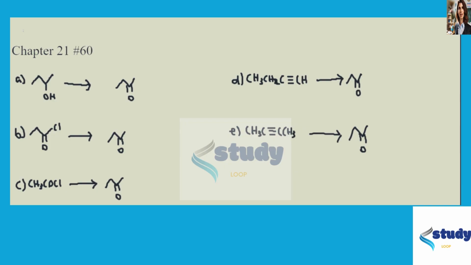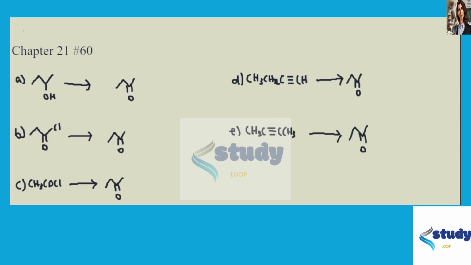This is the answer to Chapter 21, problem number 60 from the Smith Organic Chemistry textbook. This problem asks us what reagents would be needed to convert each of these starting materials into 2-butanone. I've gone ahead and drawn out ahead of time each of the starting materials and 2-butanone on the other side of the arrow for each. We'll just go through one at a time and talk about the reagents that we need.